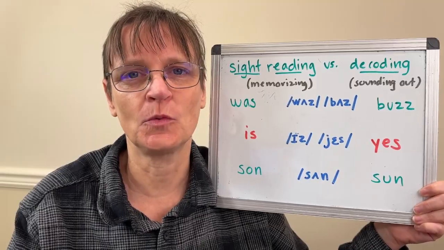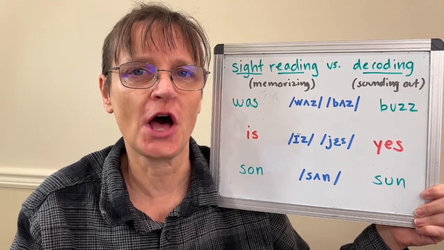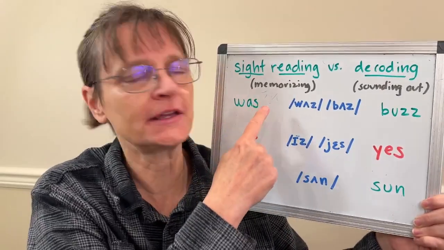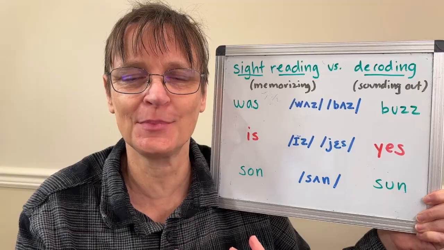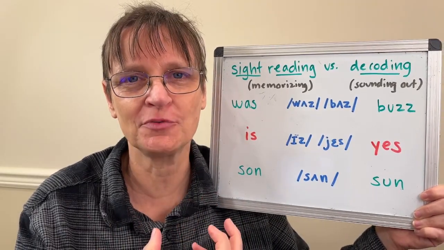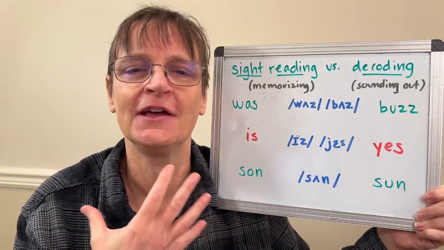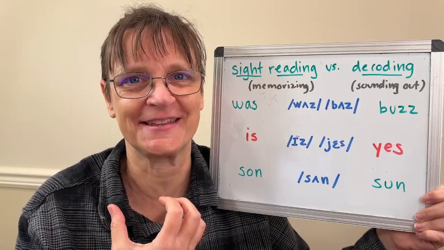In this lesson, we'll look at how to read English words correctly. We'll talk about sight reading versus decoding, what those words mean, and I'll give you some examples to teach you about patterns to look for and how to approach reading and pronunciation to make sense of English, which sometimes doesn't feel like it makes sense.